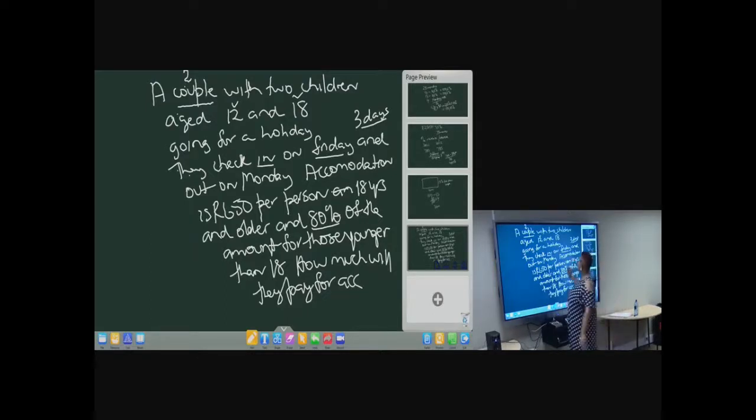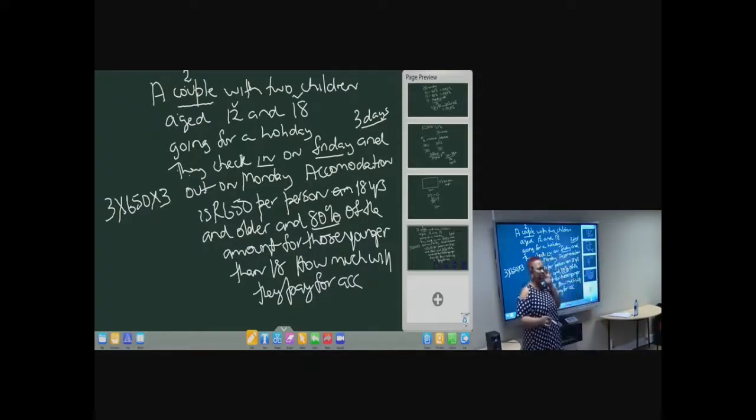Accommodation is 650 per person, 18 years and older. So how many people will be paying 650? The couple and the 18-year-old. So now you have got 3 people who are paying 650 and they are paying for 3 days. So that is the accommodation for the 3 people. And then 80% of the amount for those younger than 18.